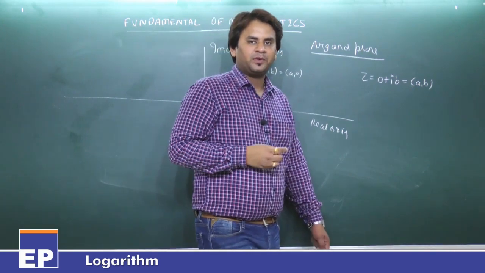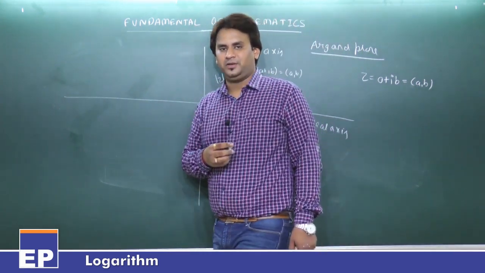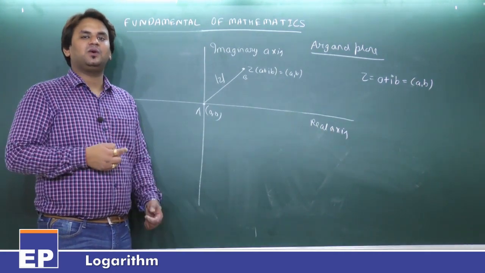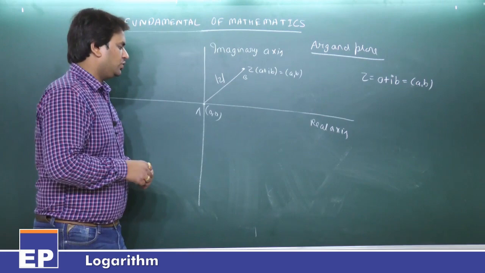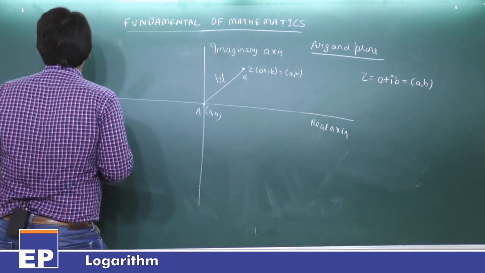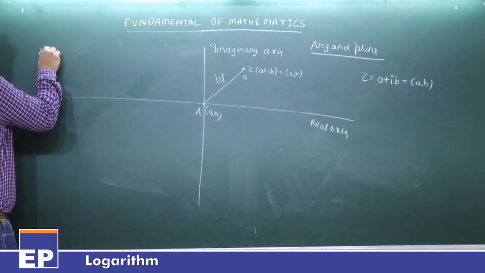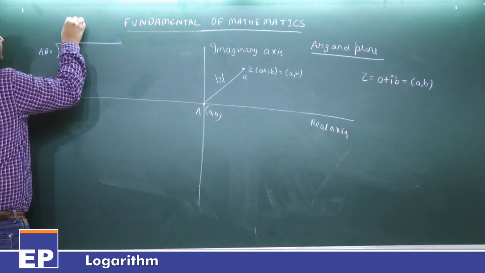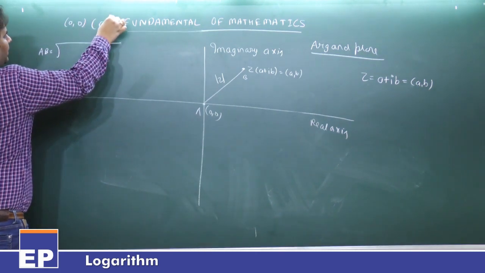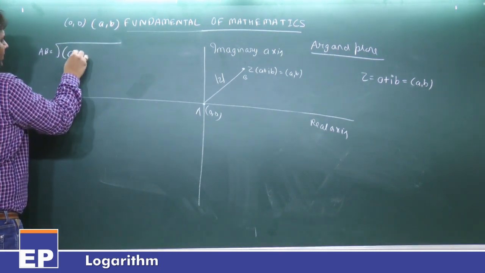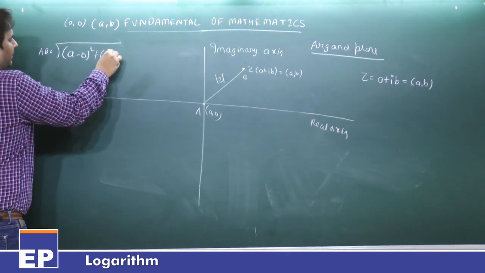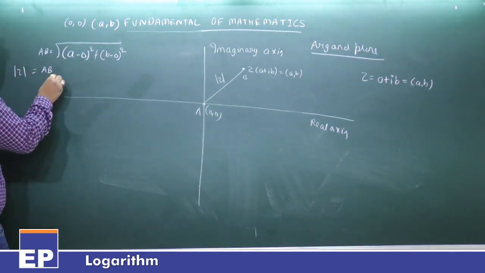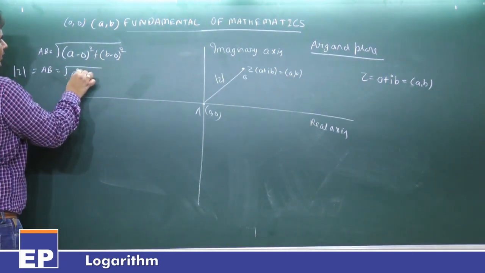Remember the distance formula. If you want to find the distance between two points, it is given by the square root of (x2 minus x1) whole square plus (y2 minus y1) whole square. Then AB will be equal to the square root of, your first point is (0, 0) and the second point is (a, b). So AB is the square root of (a minus 0) whole square plus (b minus 0) whole square, which is equal to mod z, equal to the square root of a square plus b square.